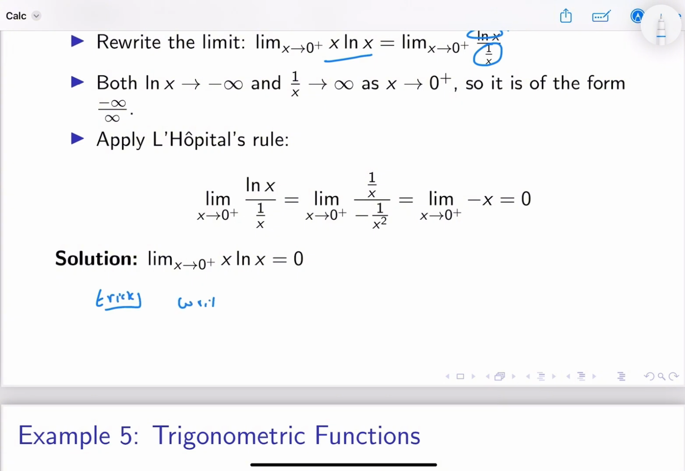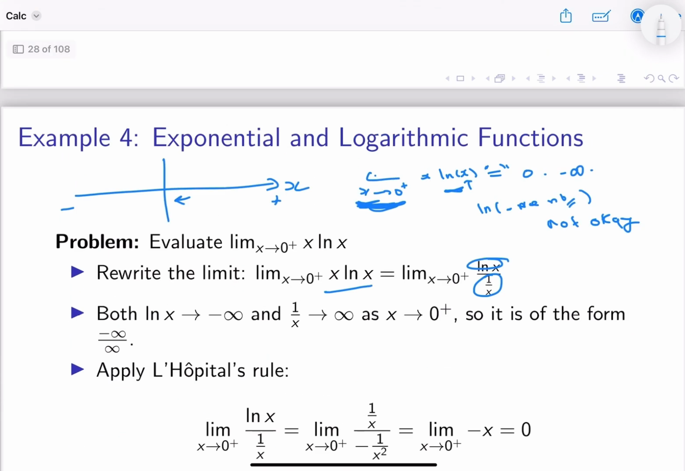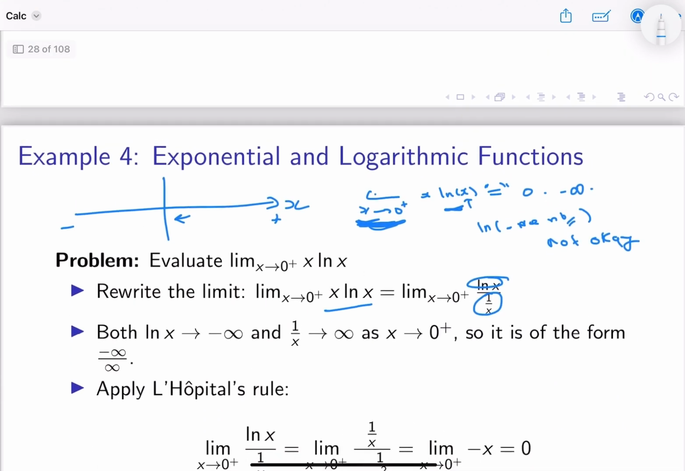I just want to write it here. Write functions of the form x ln x as ln x over 1 over x. Right, so this is an important trick when we're interested in the limit as x goes to 0. So let me just go over this. Let me write things down. It would be better.